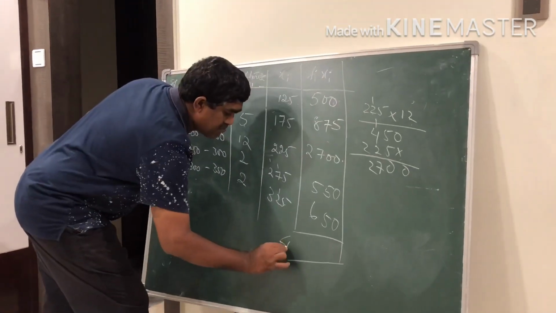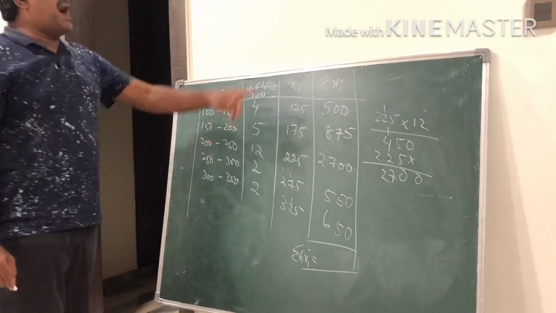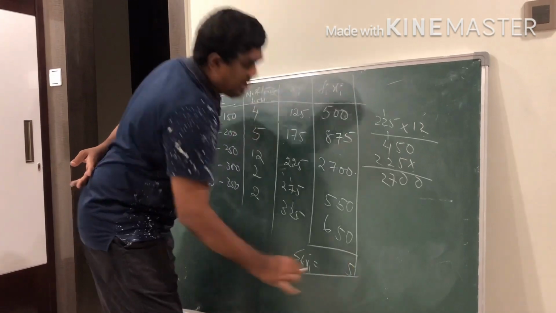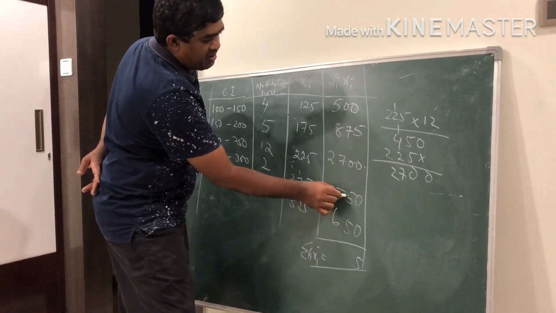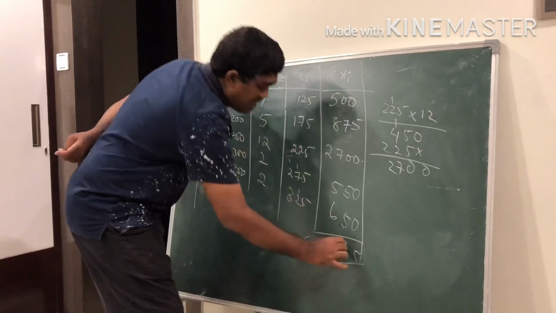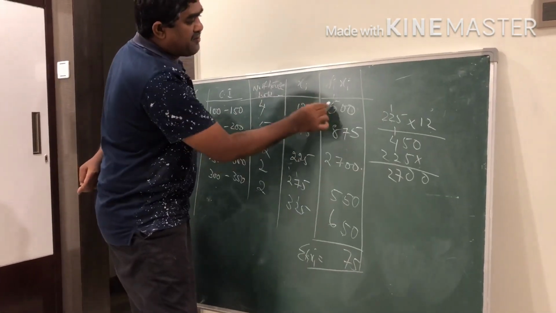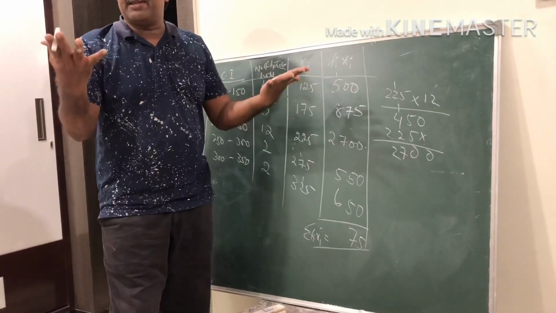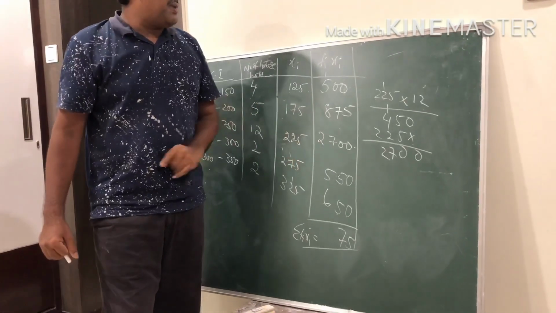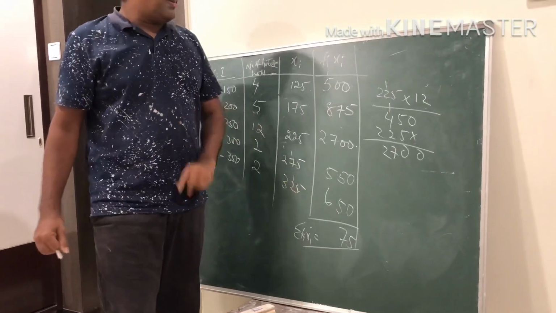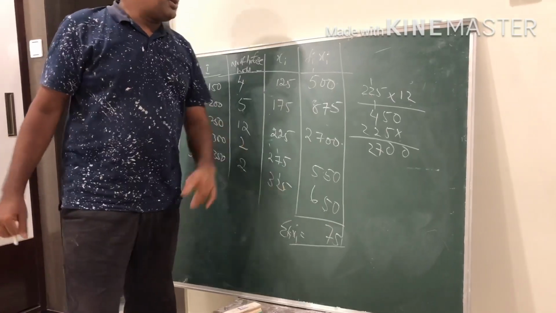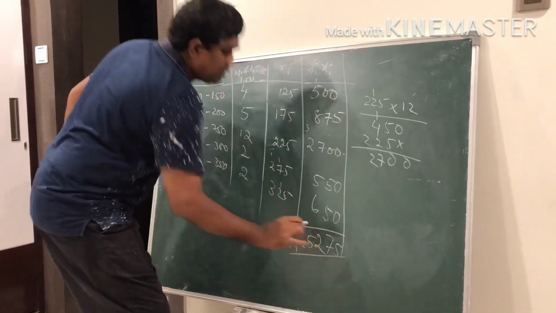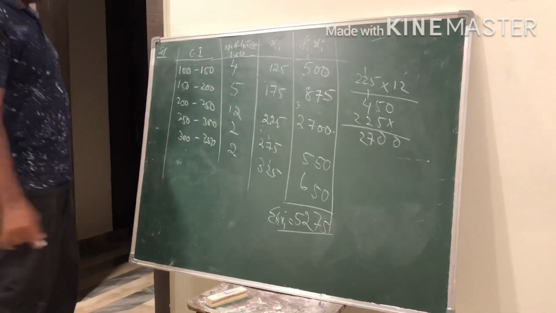Now add sigma fi xi. So you have to add all this. Simple addition. 0 plus 0 plus 0 plus 0, 5. 5 plus 5 is 10. 10 plus 7 is 17. 5 plus 1 is 6, 6 plus 8 is 14, 14 plus 7 is 21, 21 plus 5 is 26, 26 plus 6 is 32. So sigma fi xi is 5275.